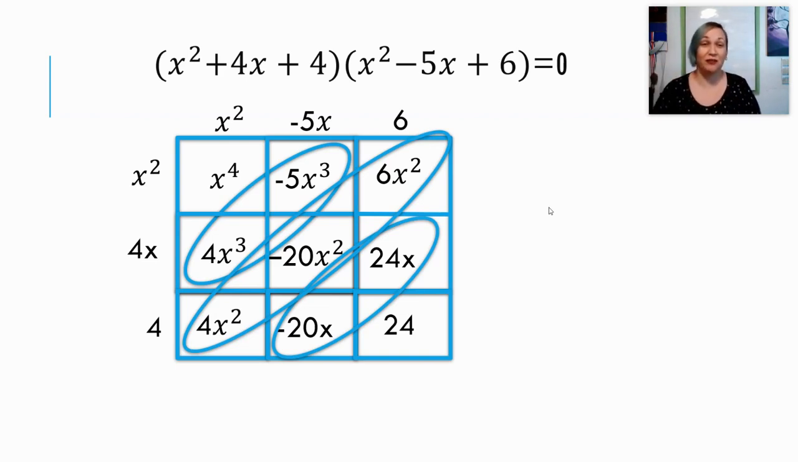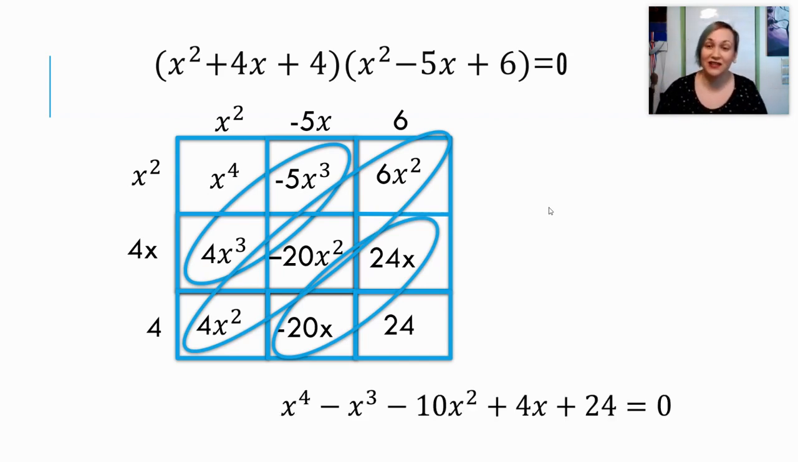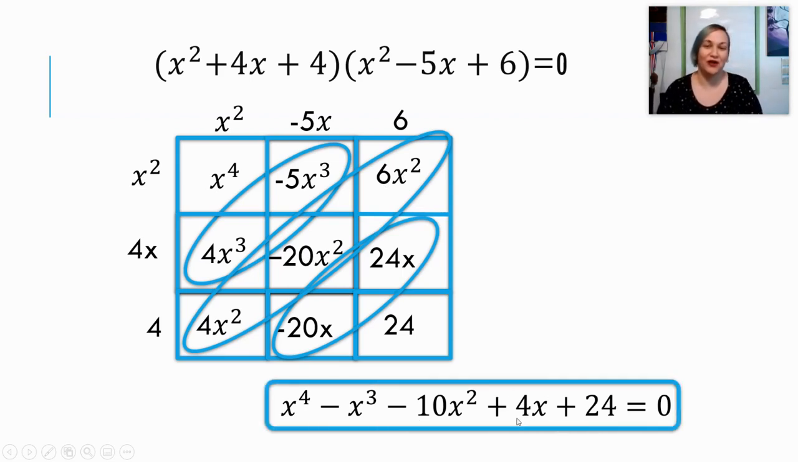Again, we're going to start in the top left corner with the x to the 4th, and we're going to kind of snake around, and we're adding. And so my final answer for this one is x to the 4th minus x to the 3rd minus 10x squared. The minus 10x squared was gotten from adding all 3 of these together, right? So 4 plus 6 is 10, and 10 minus 20 is -10. Plus 4x, and then plus 24. So this is my standard form quartic polynomial, whose zeros are -2, -2, +2, and +3.